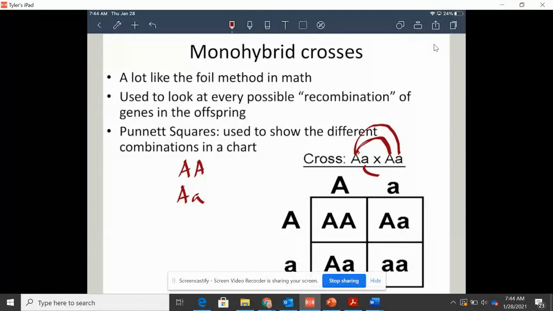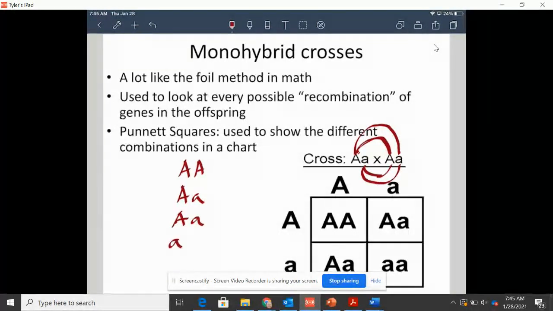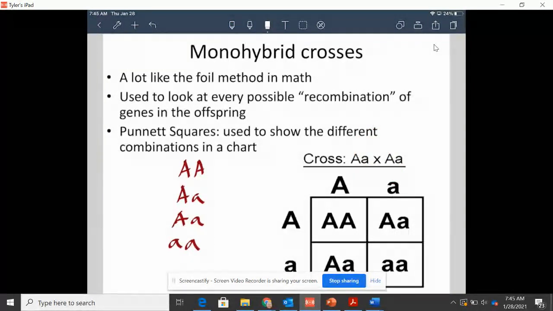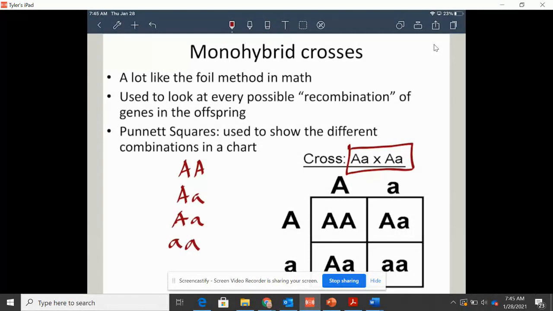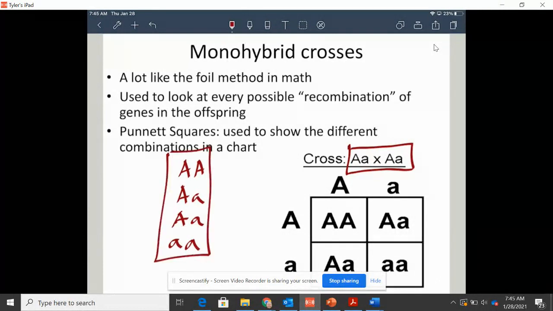This little a from mom could pair with that big A from dad, and you get one of those. Or this little a from mom could pair with that little a from dad and get one of those. Based on mom and dad's letter combos, these are the possibilities you could get.